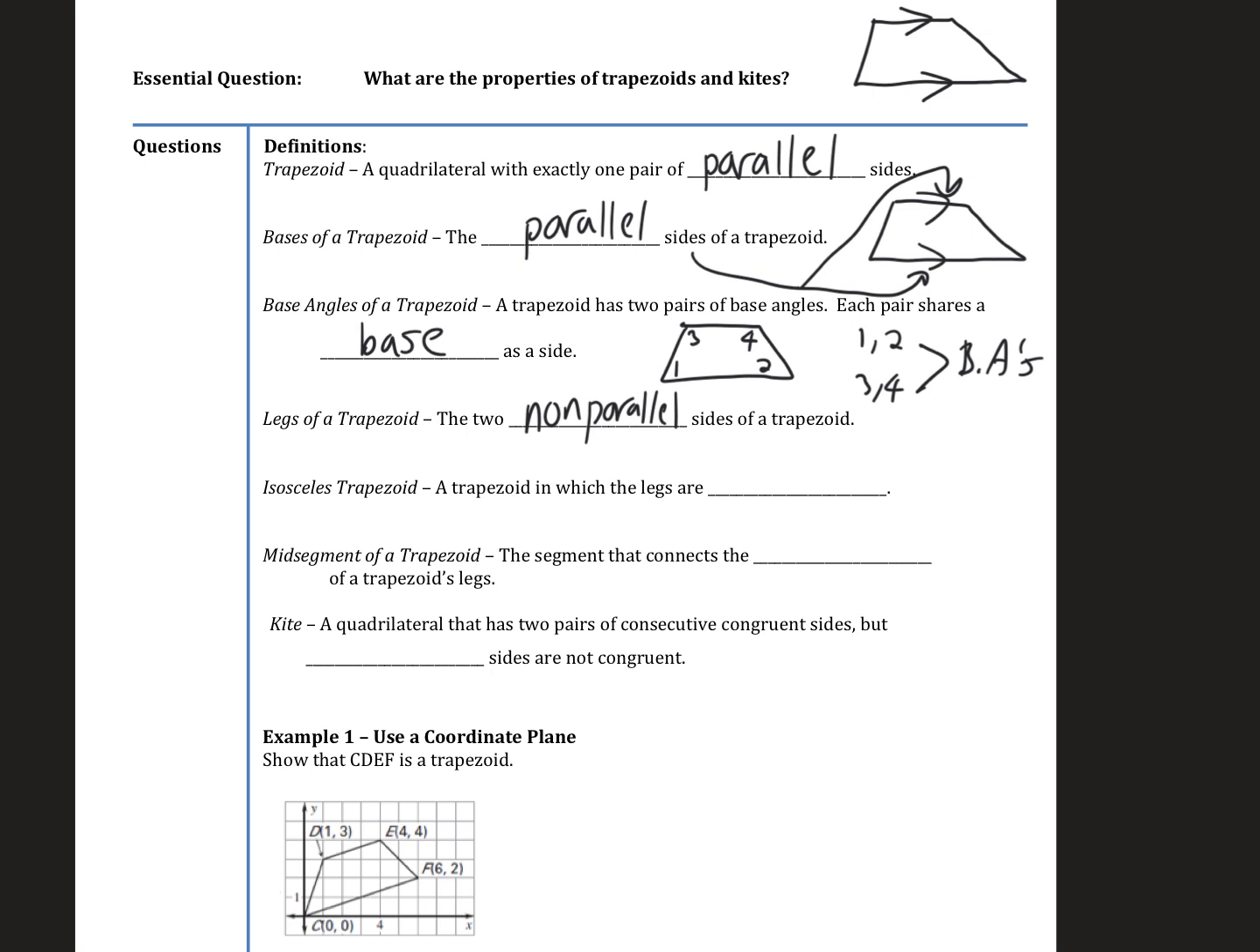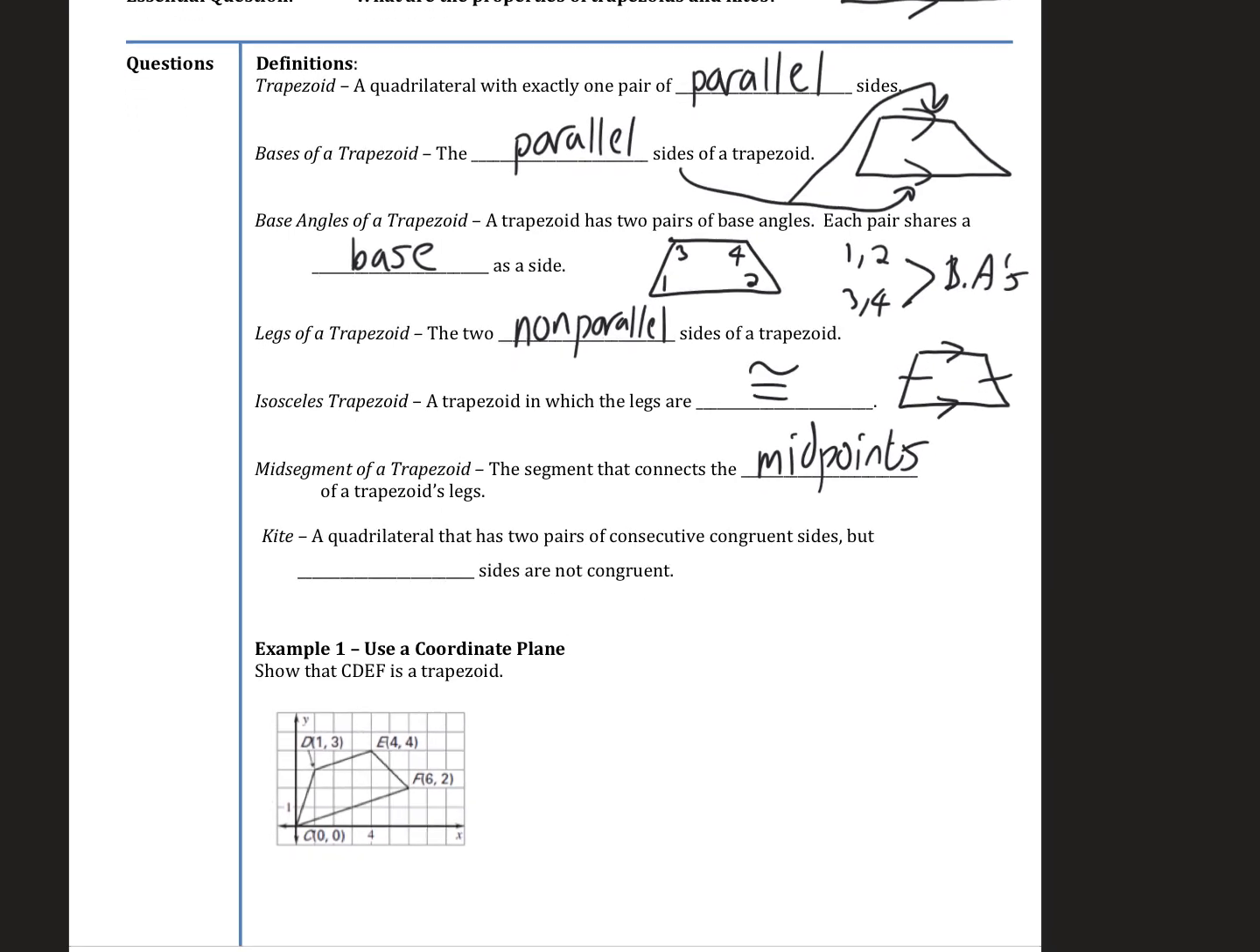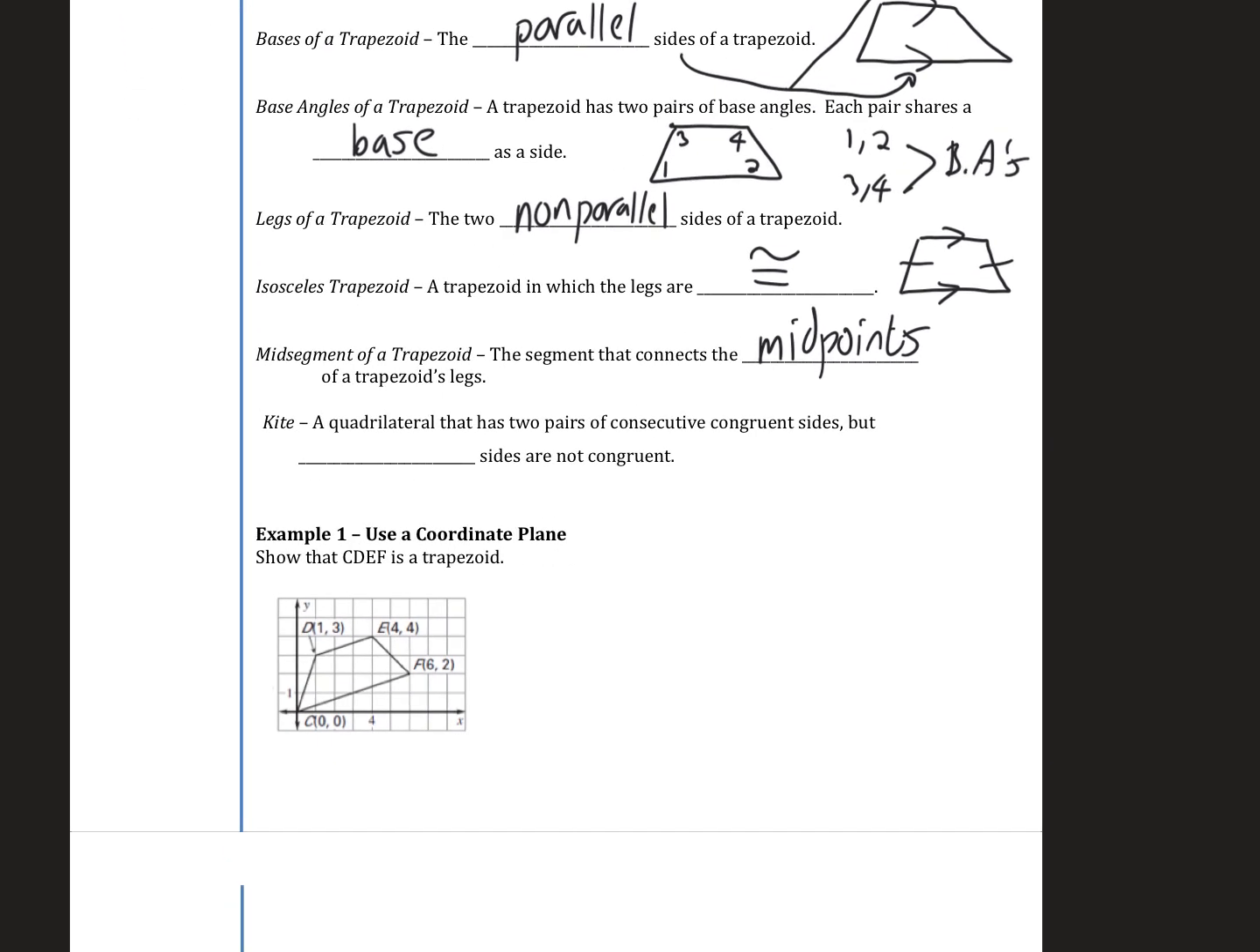Cool. And an isosceles trapezoid is a trapezoid in which the legs are congruent. Or what? Congruent. So if I draw an isosceles trapezoid the best I can here, these are parallel, and these are congruent. A midsegment of a trapezoid is a segment that contains the midpoints of a trapezoid's legs. Okay, so that's all about trapezoids.